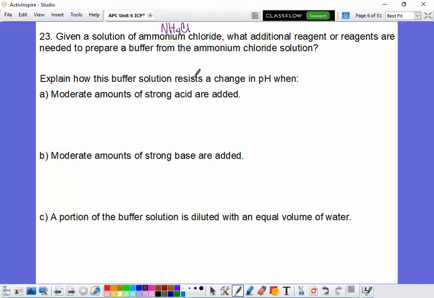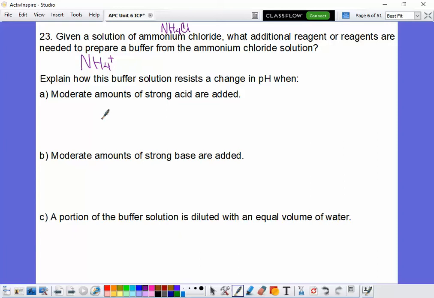And we want to know, first of all, what additional reagent is needed to prepare a buffer with ammonium chloride? What part of ammonium chloride do you think we care about? The NH4 plus. We care about NH4 plus, because the Cl minus, remember, it's a halogen. Halogens are spectators. They come from strong acids. We don't care about them.